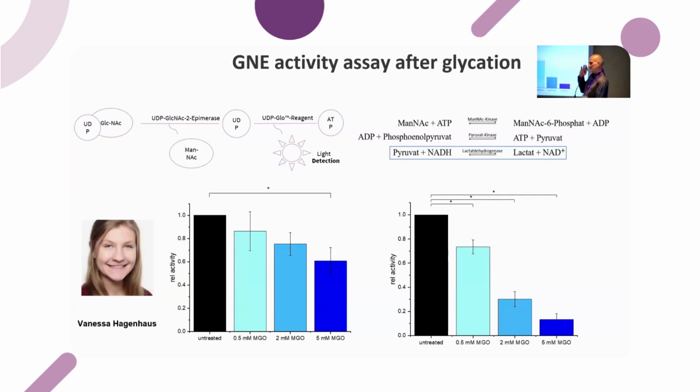methylglyoxal has, let's say, a weak effect on the activity of the epimerase. So you see here the epimerase activity after treatment with methylglyoxal, and you see here the ManNAc kinase, which is dramatically affected after glycation. So we have nearly no activity when GNE is glycated. We have checked this, also the glycation, so the GNE is really glycated. So this is, let's say, an argument why you lose activity of the GNE after a certain time, at least in cell culture.